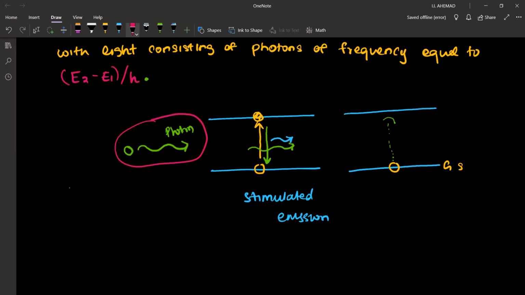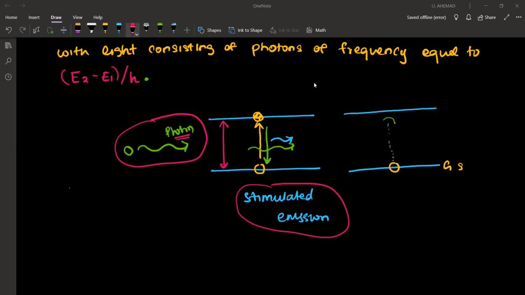Okay, Imla, I got your idea. You're thinking that stimulated emission will occur only if this photon is due to spontaneous emission. It is not that. If you have a photon whose energy matches this energy, then it will undergo stimulated emission.